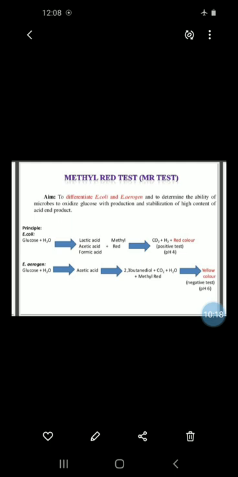If there is formation of red color, it means the methyl red test is positive, and if it shows yellow color, then this test is negative. This red color is formed at pH 4, and this yellow color, a negative test, is at pH 6. This is the methyl red test.